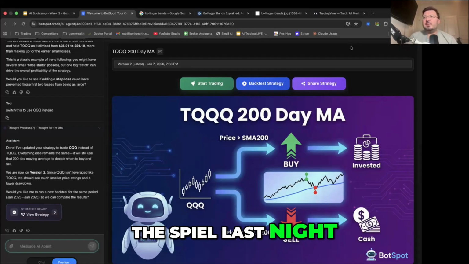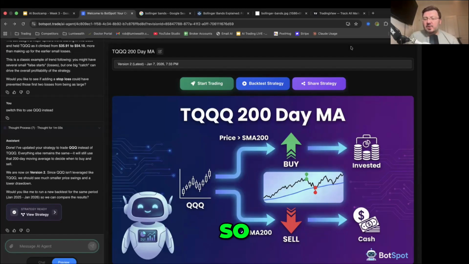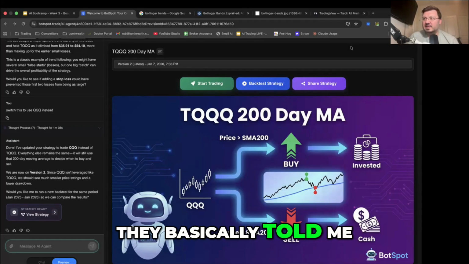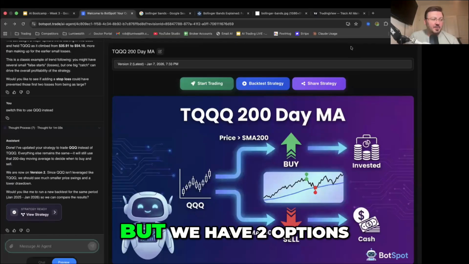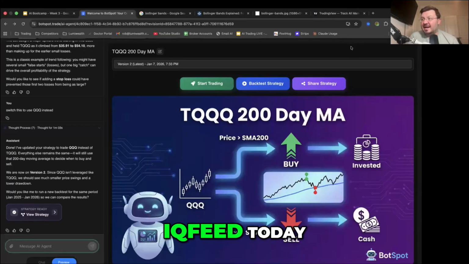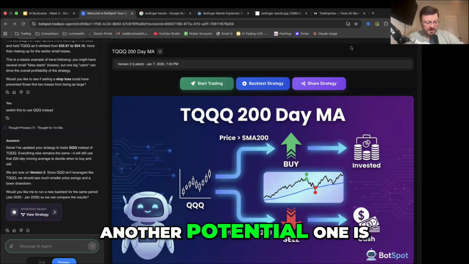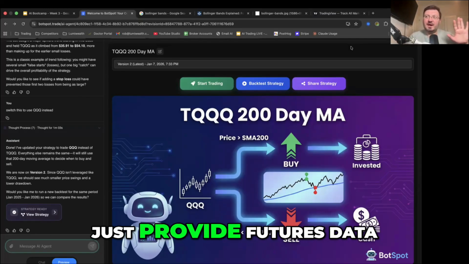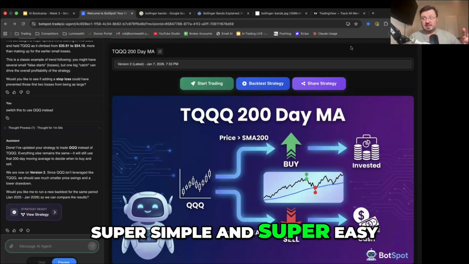I think you heard this spiel last night, but we're going to be providing futures data for free soon. I was trying to convince Databento to let us do it for $180 a month. They basically told me to take a hike, because they want to charge me $1,500 a month. But we have two options. I emailed IQFeed today, and haven't really gone into it yet. Interactive Brokers is another potential one. I don't know how far back the data goes, but we have a bunch of other data providers that we're lining up, and we want to provide futures data for free. You don't have to get any other subscriptions, and we just keep it super simple and super easy.